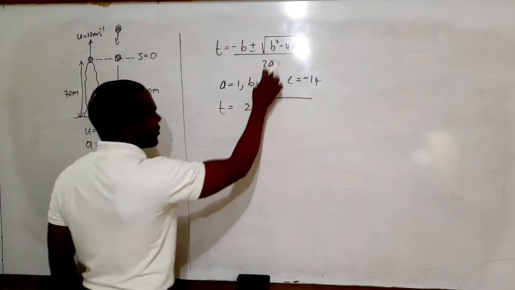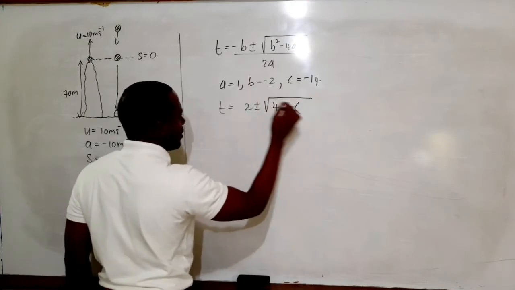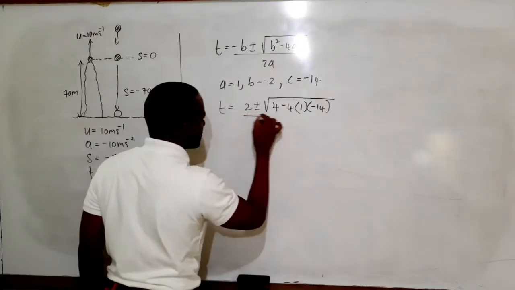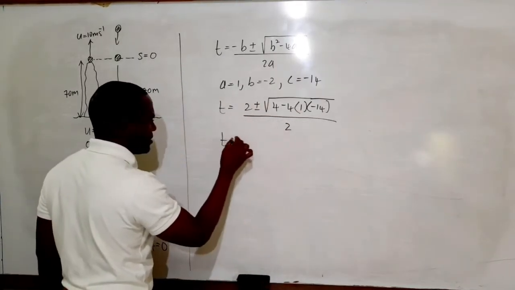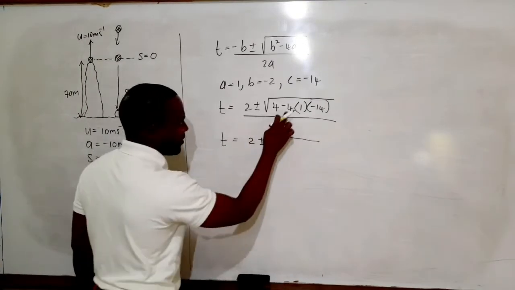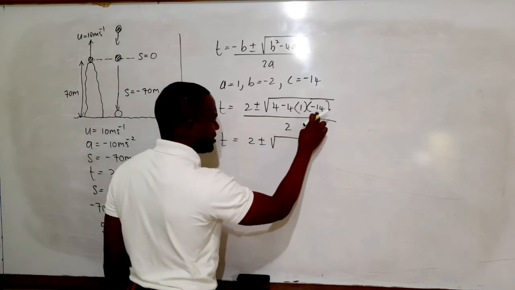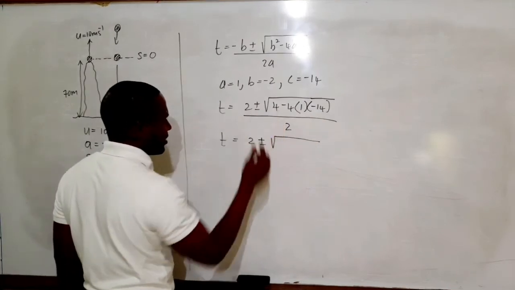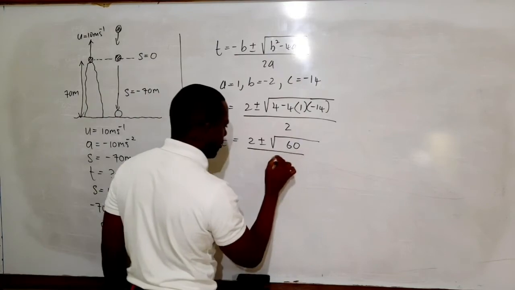And so t equals 2 plus or minus root. So minus 2 squared gives us 4. Then you have minus 4 times 1 times minus 14. That is all over 2a, which is 2. So we have t equals 2 plus or minus square root of. Now minus 4 times 1 is minus 4. Minus 4 times minus 14 is plus 56. And 56 plus 4 gives us 60. So this is plus or minus root 60 all over 2.